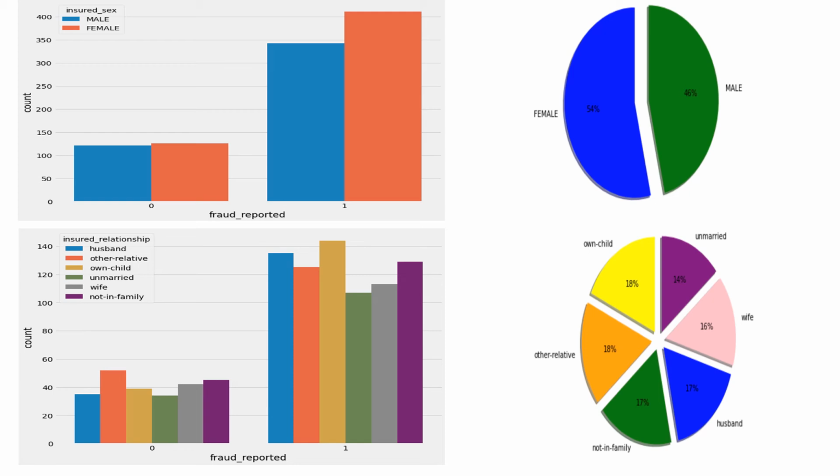So basically here I was just trying to know who makes the claims, and I discovered that there are females and males, and the percentage of females is higher than the percentage of men. Female have 55% and male have 46%. The last graph is just to know the relationship. We have husband, other relative, own child, unmarried, wife, not in family. Those are the types of people that make the claims. I was just trying to know more about my data set.